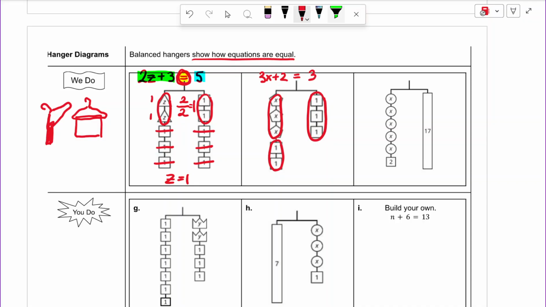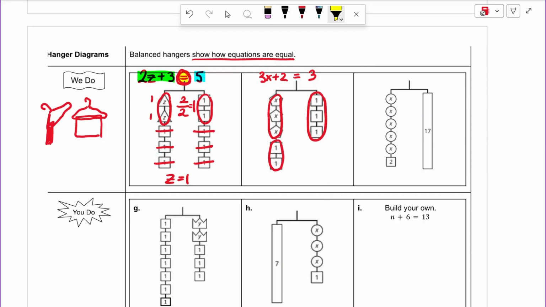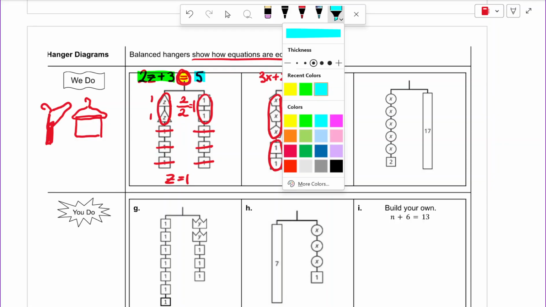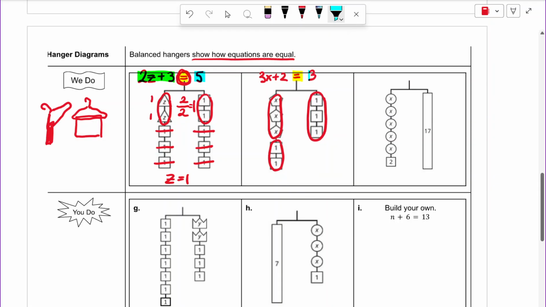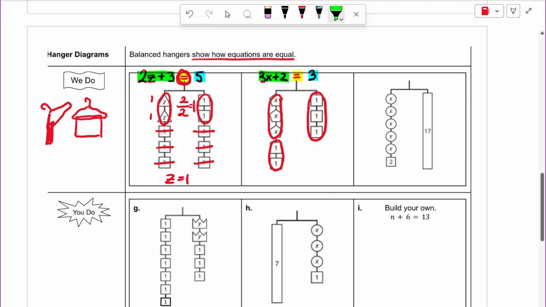Now we're going to paint it up just so you guys know that there are 2 sides. There's your equal sign. Your equal sign is equal to 3, and your variable side has 3x plus 2. All right, so let's go ahead and start. Is there anything we can take off of the hanger and keep it balanced?